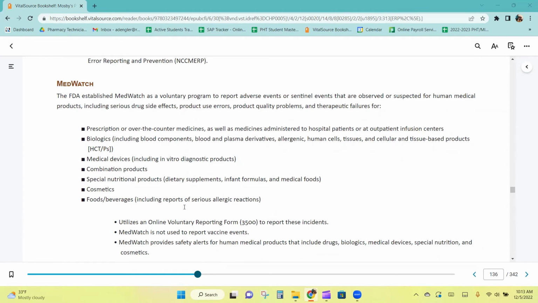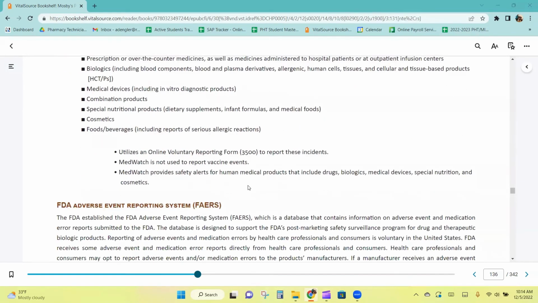for human medical products, including serious drug effects, product use errors, product quality problems, and therapeutic failures for prescription or over-the-counter medicines, biologics, blood and plasma derivatives, allergenics, human cells, tissues, and cellular and tissue-based products, medical devices, combination products, special nutritional products like dietary supplements, infant formulas, and medical foods, cosmetics, foods and drugs, and utilizes an online voluntary reporting form to report these incidents.